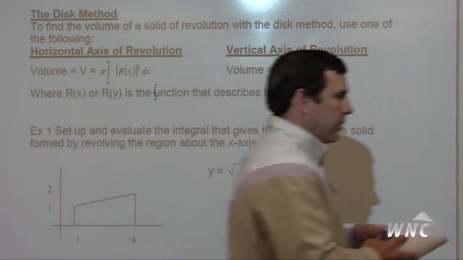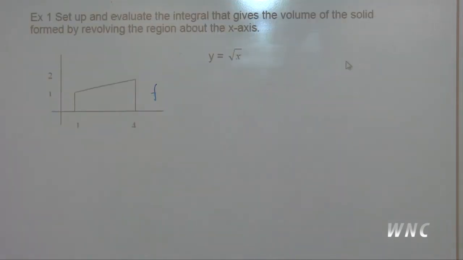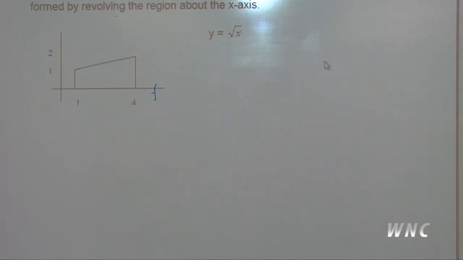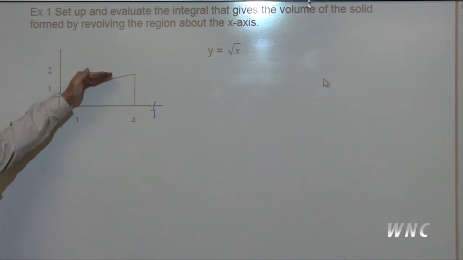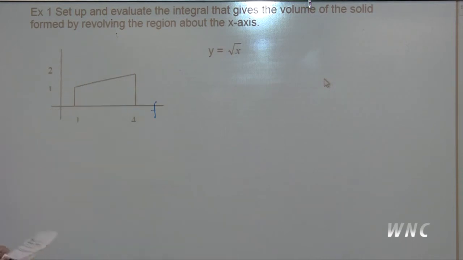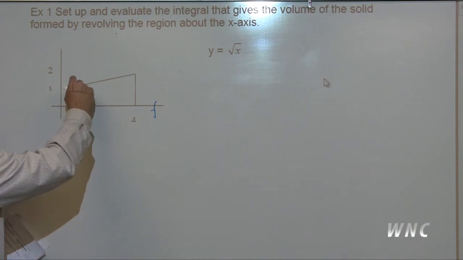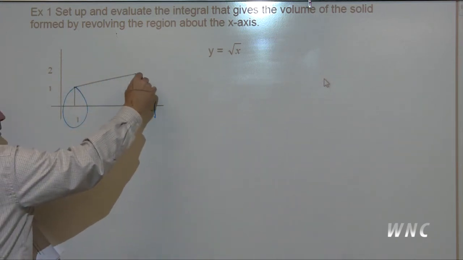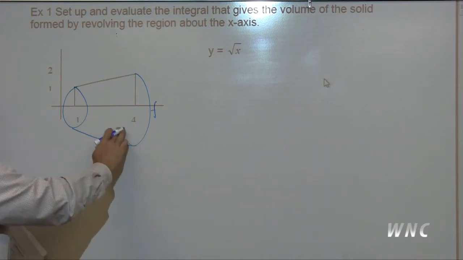So let's do an example here. This is why we call it the disk method. In this shape, we've got a shape set up for us. It's y equals the square root of x. So this is kind of a slight curve to it. This is not a line. It's somewhat of a curve. And imagine this being spun about the x-axis. You have that kind of three-dimensional shape.